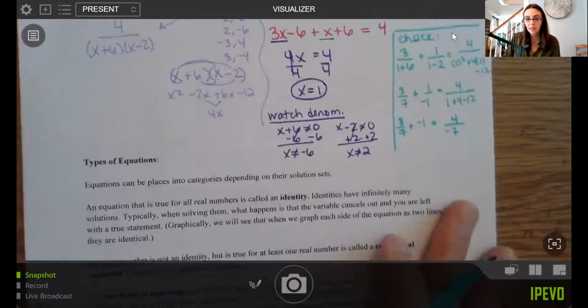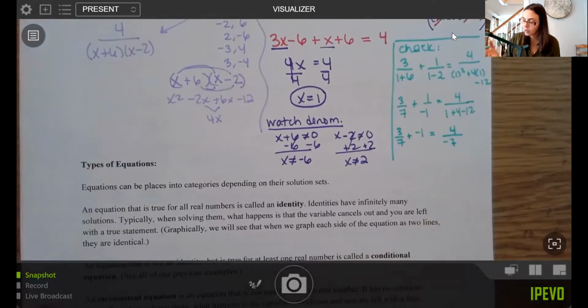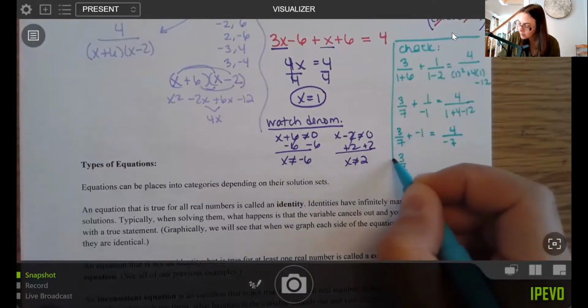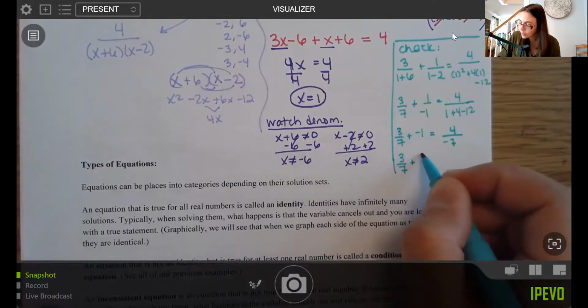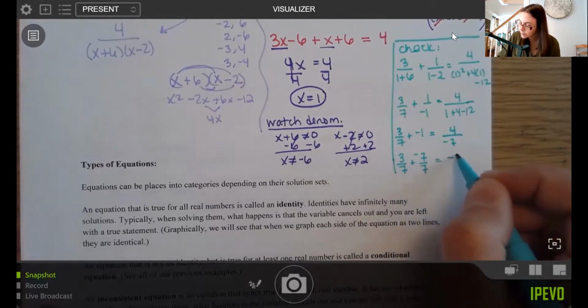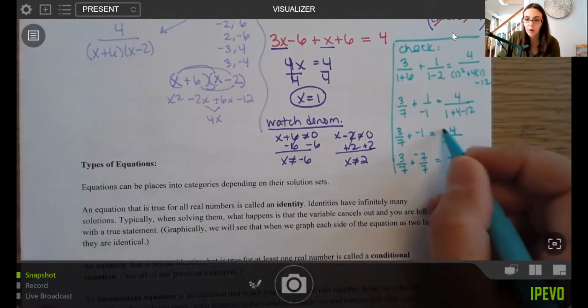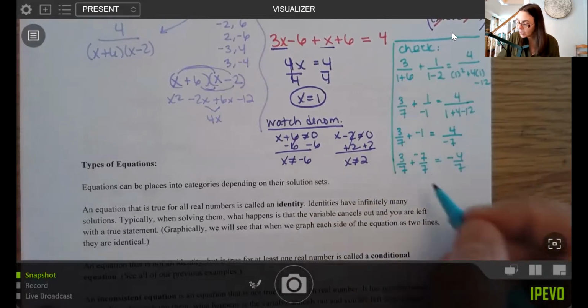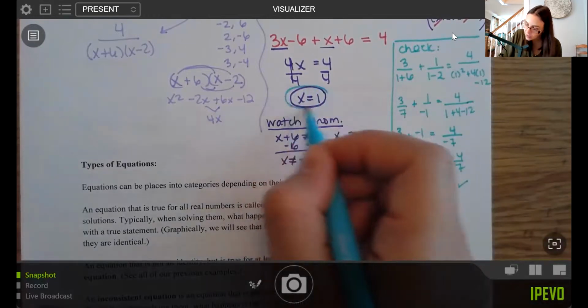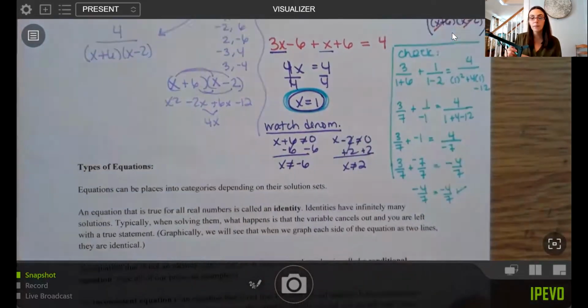Now, if you're good with fractions, you can probably do the rest in your head. If not, you can find a common denominator. So 3/7, 1 is the same thing as 7 over 7. So that would be plus negative 7. And again, that negative can go anywhere you want. So I'm just going to move it up top. And I do end up seeing that both sides are equal to negative 4 over 7, which is true. So this answer here really is a solution to our equation.